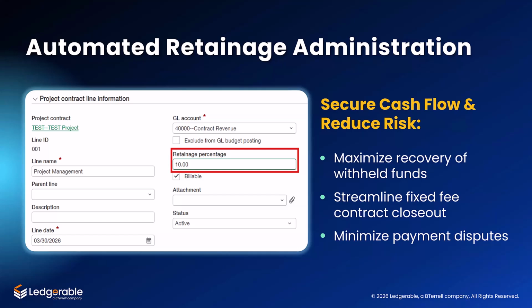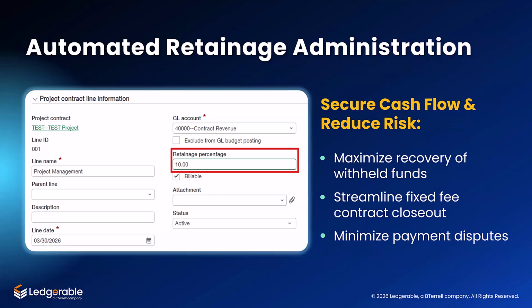Okay, another important area in construction billing is retainage. A portion of each invoice is typically held back, for example, 5% or 10%, and needs to be tracked over the life of the project. In many cases, this is still managed manually, which makes it difficult to know how much is outstanding or when to release it.